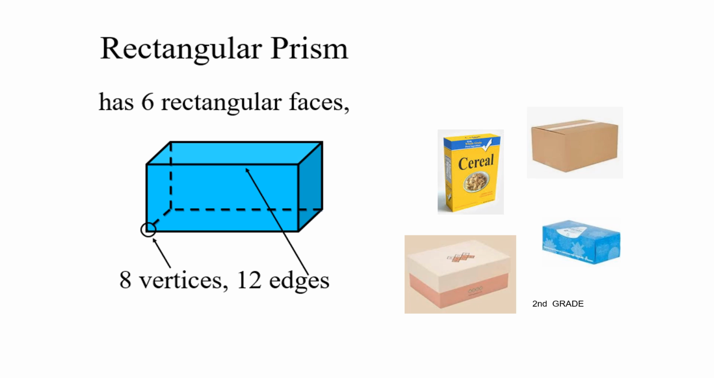Did you touch and count the faces on your box? What shape are the faces of your box? Now let's look at vertices. A rectangular prism has 8 vertices. There are 4 vertices on the top and 4 vertices on the bottom. Can you touch and count the vertices on your box?